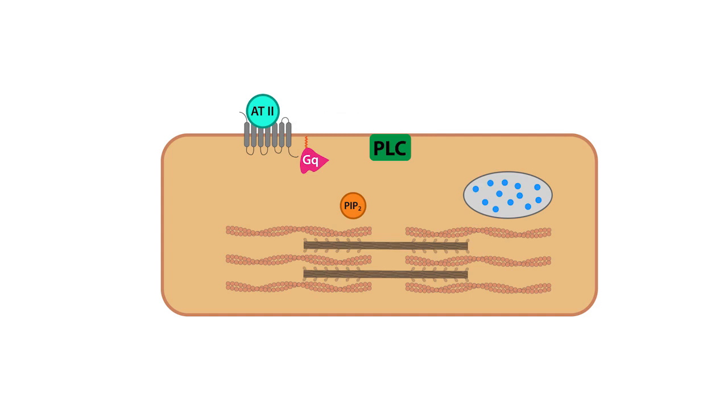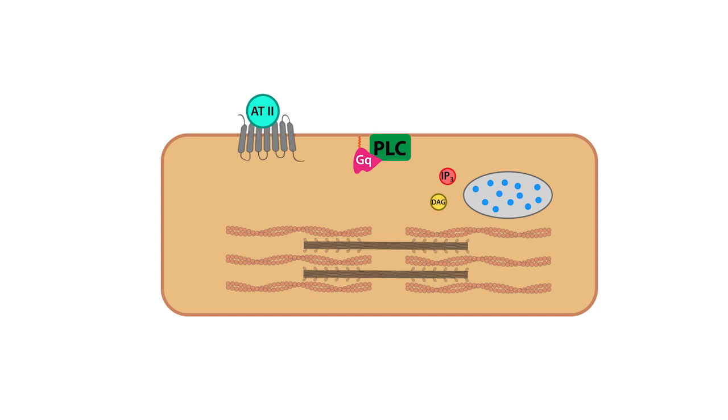In this case, binding of AT2 to the AT1 receptor activates the small Gq protein, which activates the enzyme phospholipase C, or PLC. This in turn leads to the production of 2 important signaling molecules known as diacylglycerol, or DAG, and inositol triphosphate, or IP3, from the precursor molecule phosphatidylinositol 4,5-bisphosphate, or just PIP2.